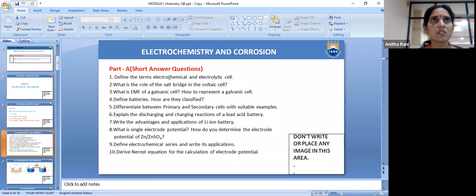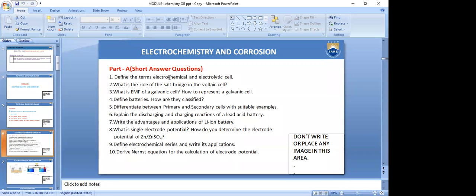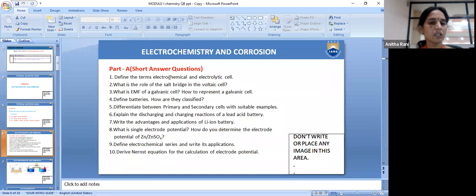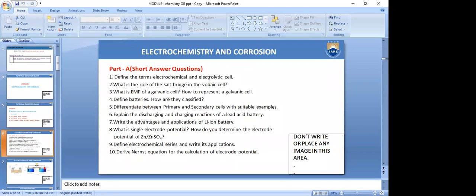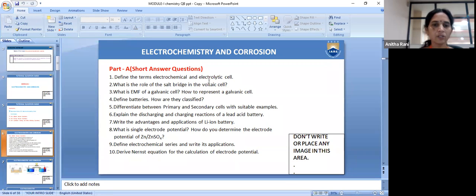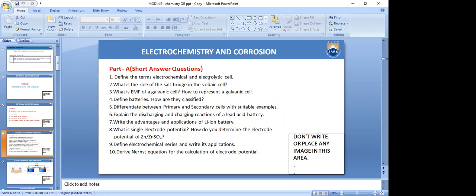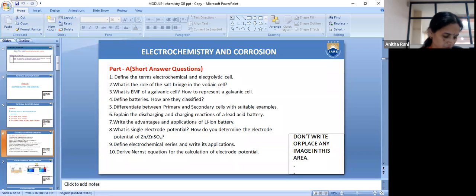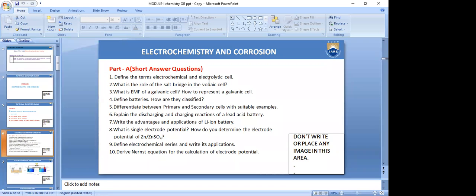Define the terms electrochemical and electrolytic cell. So what is an electrochemical cell? It converts chemical energy into electrical energy. What is an electrolytic cell? It converts electrical energy into chemical energy. And what is the function of the salt bridge? It maintains electrical neutrality. What is the EMF definition? Maximum potential difference between 2 electrodes.